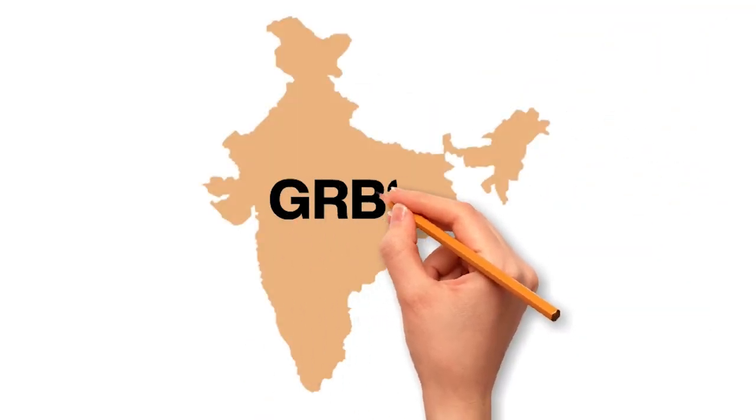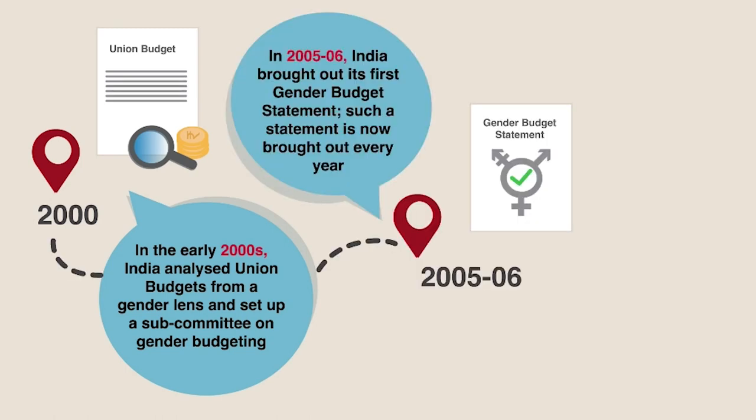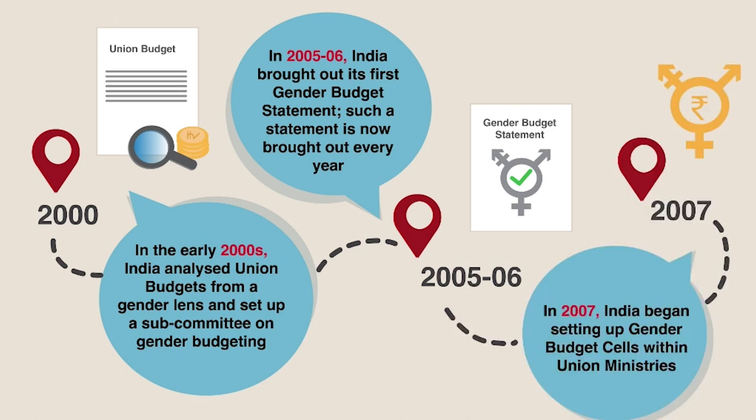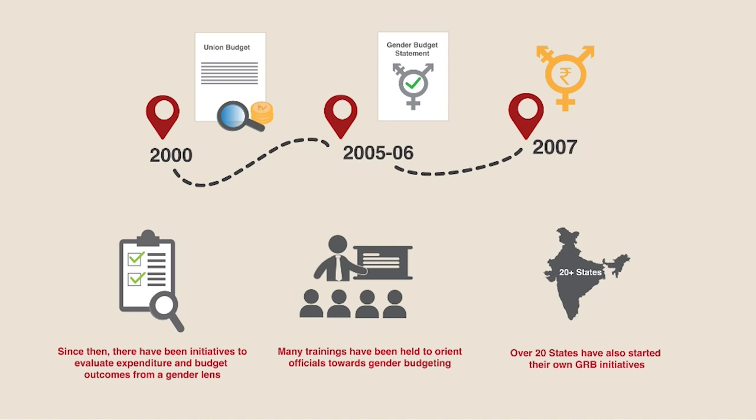Does India practice gender responsive budgeting? The answer is yes. In the early 2000s, India analyzed union budgets from a gender lens and set up a subcommittee on gender budgeting. In 2005-06, India brought out its first gender budget statement. Such a statement is now brought out every year. In 2007, India began setting up gender budget cells within union ministries. Since then, there have been initiatives to evaluate expenditure and budget outcomes from a gender lens. Many trainings have been held to orient officials towards gender budgeting. Over 20 states have also started their own GRB initiatives.